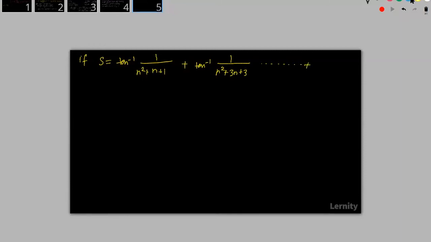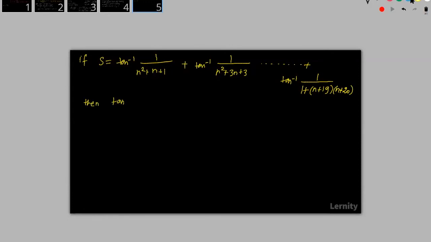So this is plus. The last one is, so this will continue till tan inverse of 1 by (1 plus (n plus 19) into (n plus 20)). Okay, so this is S.